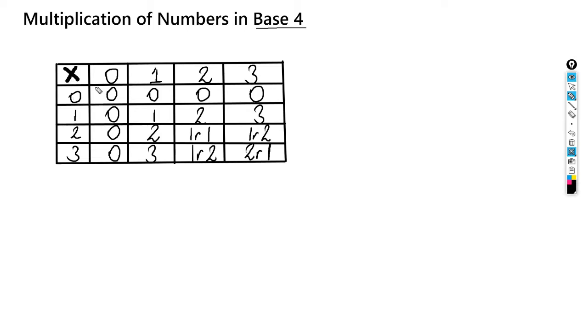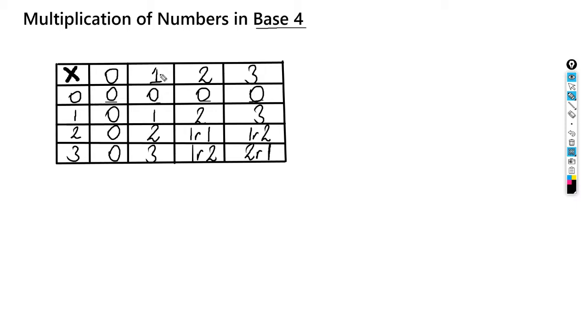So this means this 0 multiplied by this 0 would give us 0. 1 times 0 would give us 0. 2 times 0 would give us 0. 3 times 0 would give us 0, okay? Same thing here. 0 times 0 would give us 0. 1 times 0 would give us 0. 2 times 0 would give us 0. 3 times 0 would give us 0. Anything multiplied by 0 gives us 0, all right?